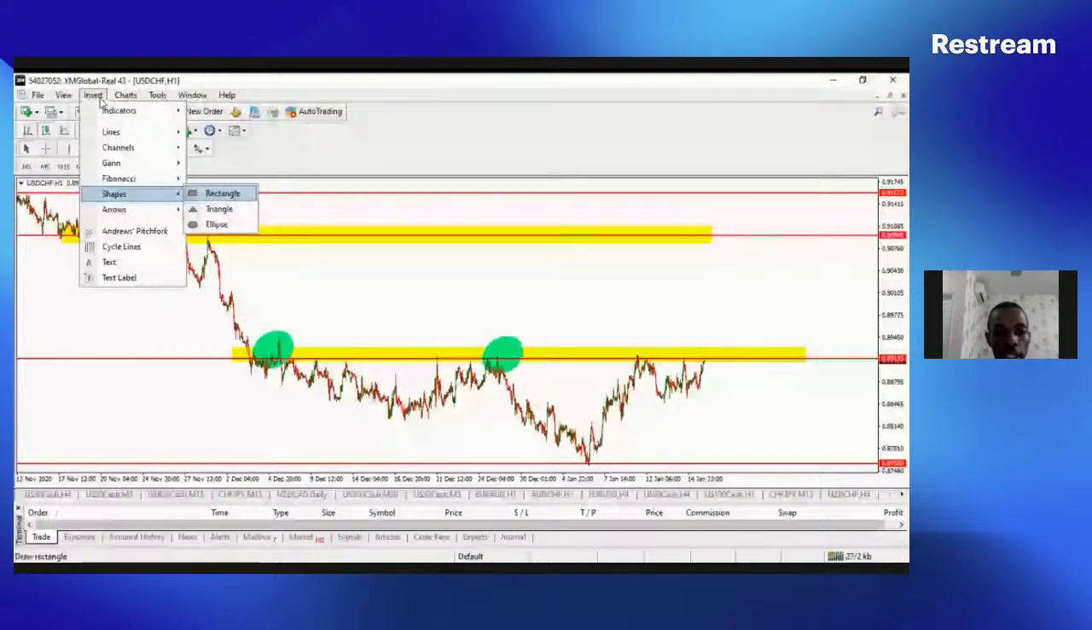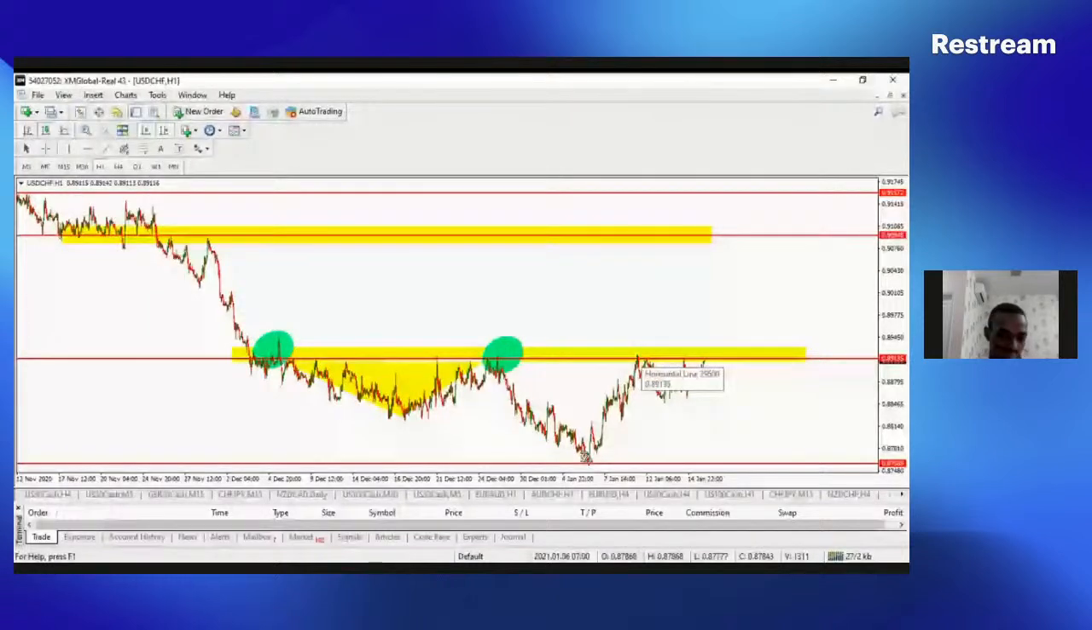Let me put this in actually. Okay, there's no channel. Let me do this. Here's what the market did over here, and then it formed some sort of head.